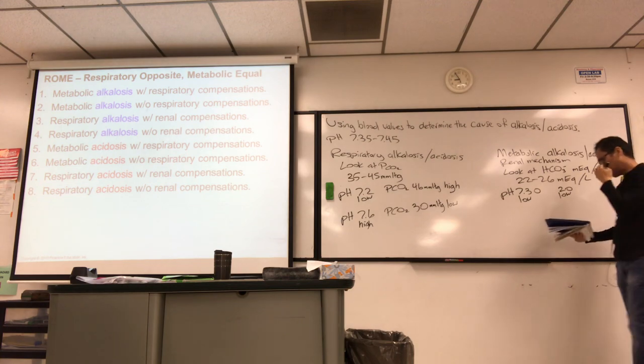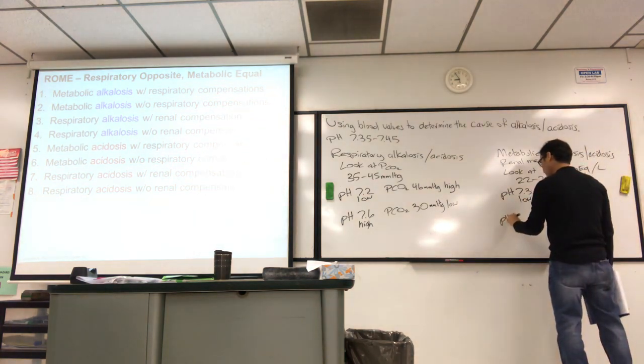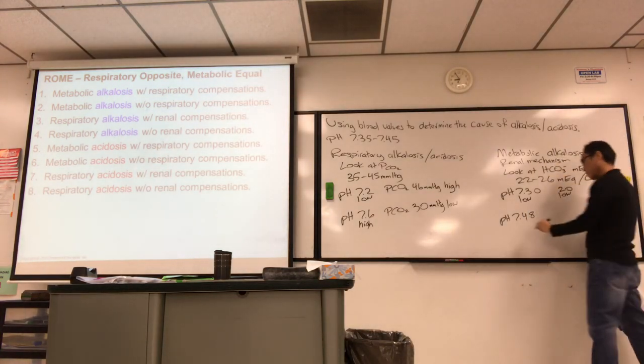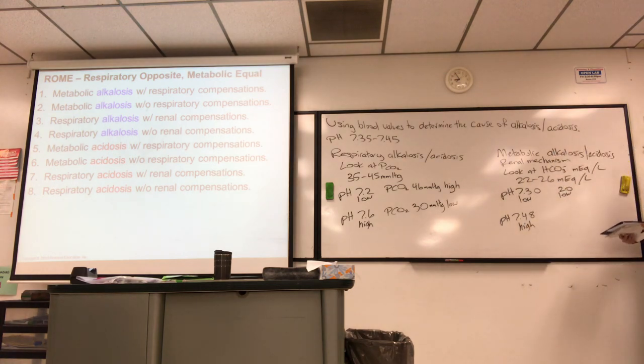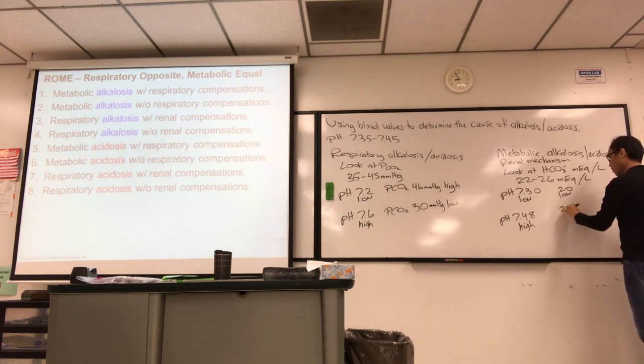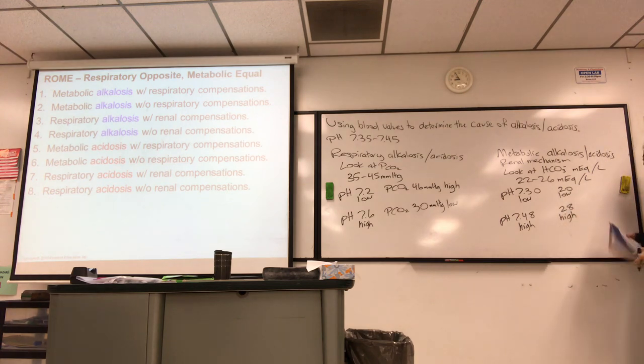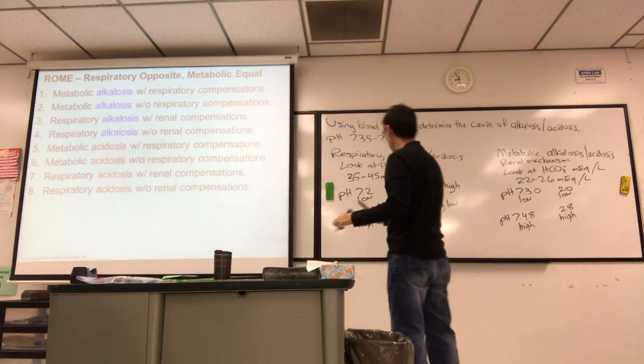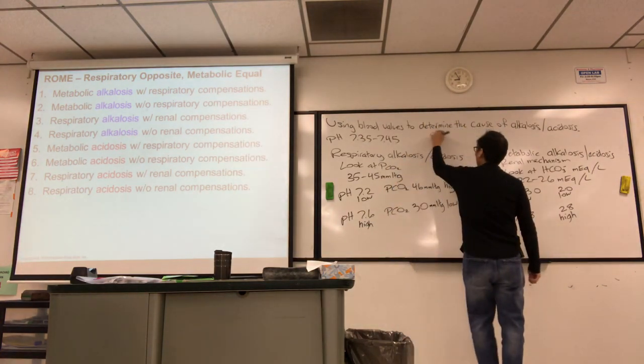So the other imbalance would be, say, a pH of 7.48. That's high. So you expect the base value to be high if it's a metabolic cause. So let's say 30. High, high. If it's a metabolic cause, base high, pH high. Okay. That's why I have ROME up there, as a memory jogger to memorize all this.